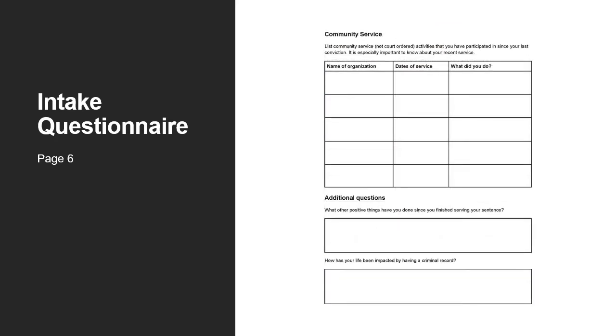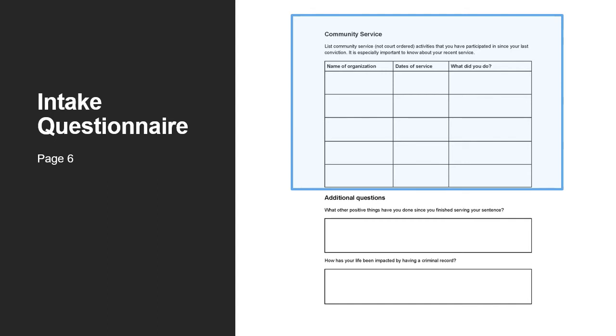The first section of page 6 requests information about your community service or volunteer history. The Parole Board is especially interested in learning about applicants' efforts to give back to their community. Court-ordered community service does not count.